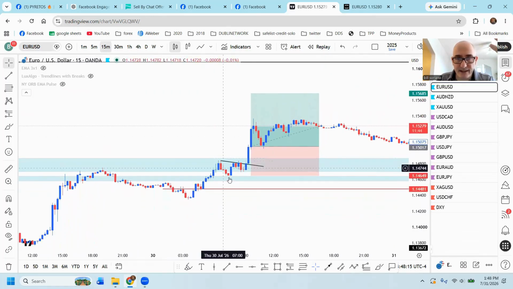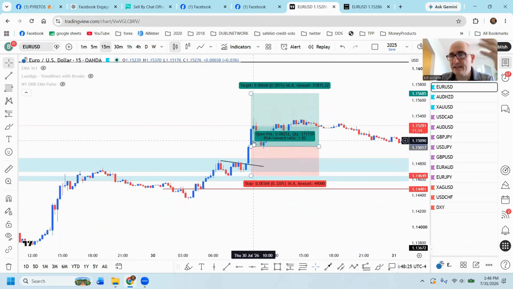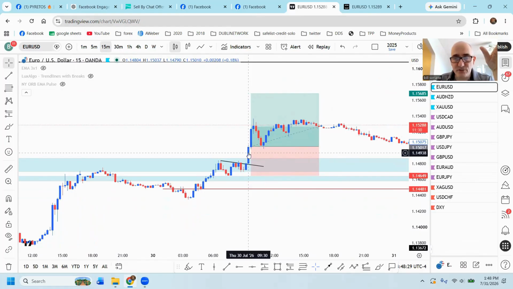Okay, price came down, right? I have an extra zone marked up here, but price came down to this lower zone. I drew the trend line, it activated, and I confirmed it on the scanner. I got in the trade, and this was early yesterday morning.